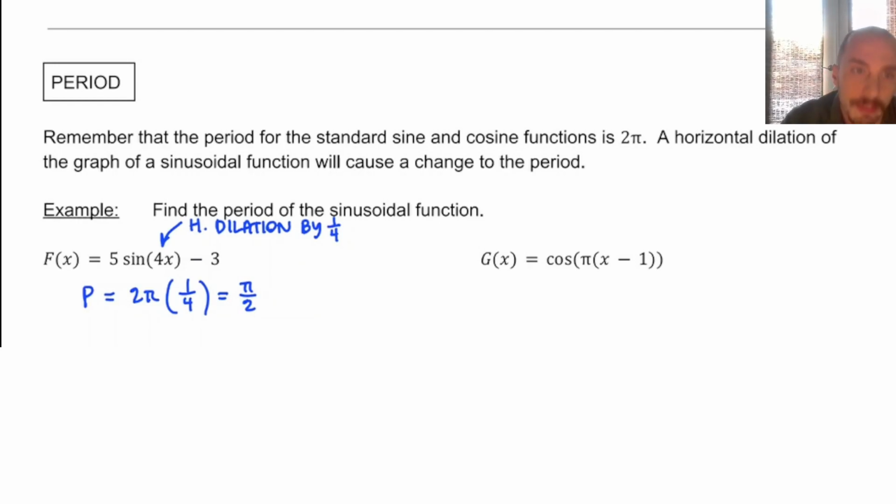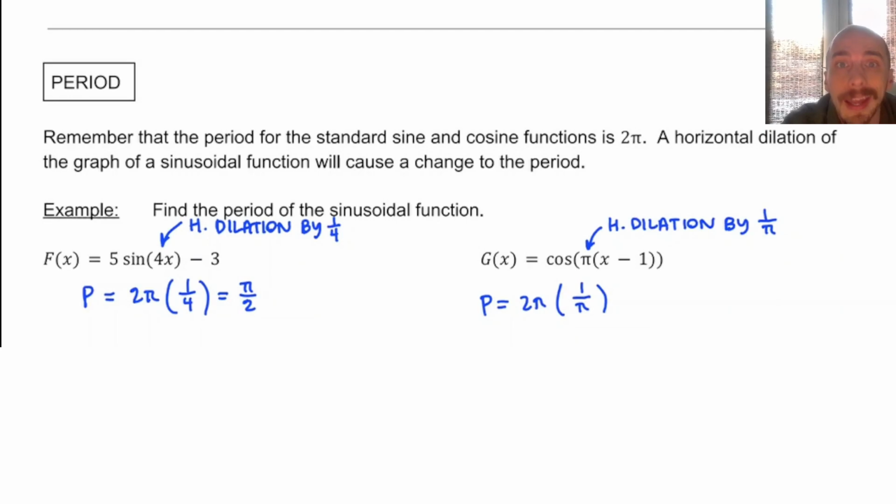And then for g of x, we're going to notice that x minus 1, which does mean there's going to be a phase shift of 1, but not going to be relevant to our period discussion here, it's been multiplied by pi. So that means we've got a horizontal dilation by a factor of 1 over pi. So if I do the same type of computation, the period is going to equal 2 pi times the dilation factor, which was 1 over pi. And if I were to simplify that, I'd get period of 2.